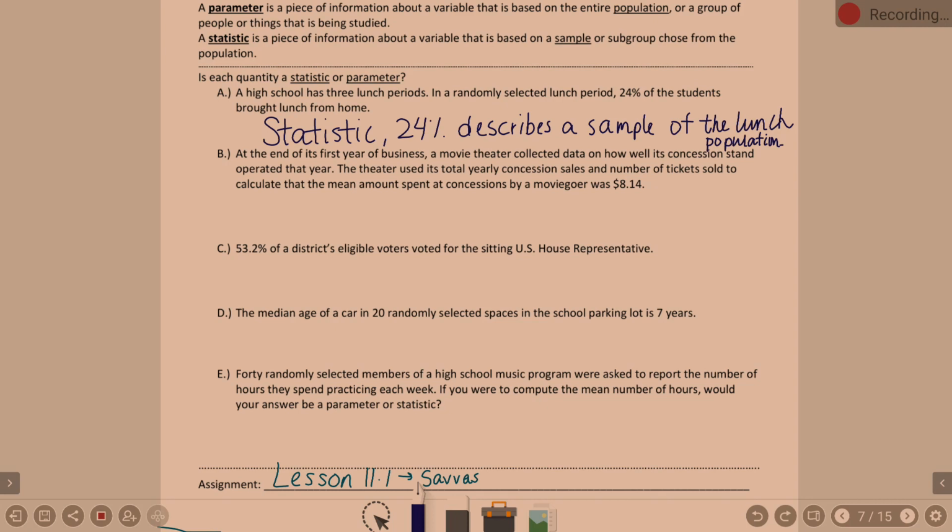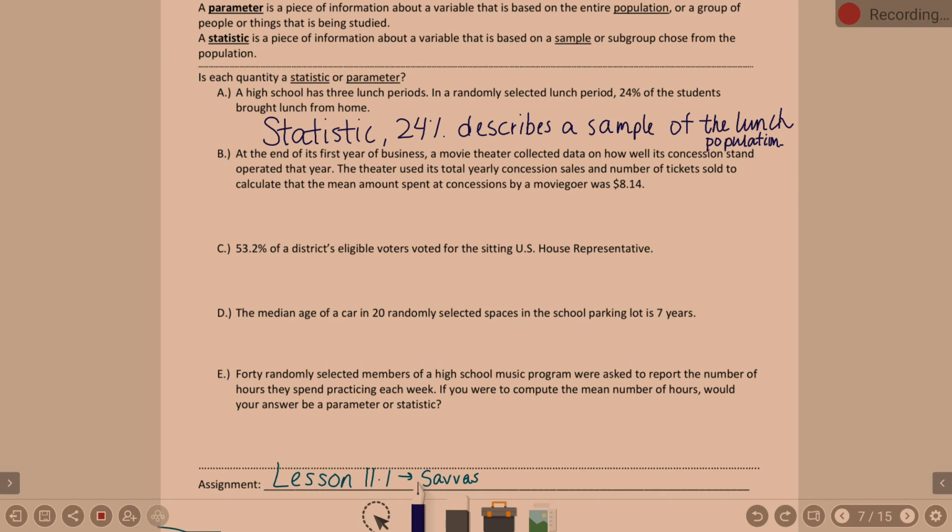At the end of its first year of business, a movie theater collected data on how well its concession stand operated that year. The theater used its total yearly concession sales and number of tickets sold to calculate that the mean amount spent at concessions by a moviegoer was $8.14. Parameter or statistic?